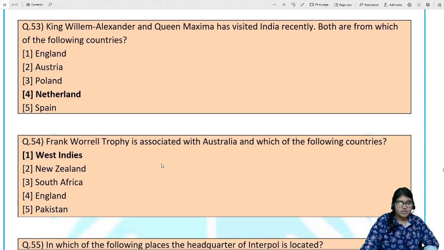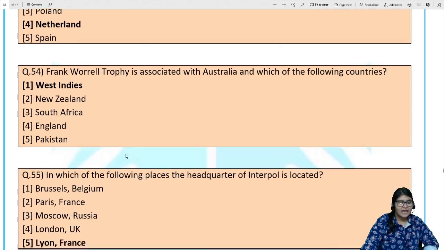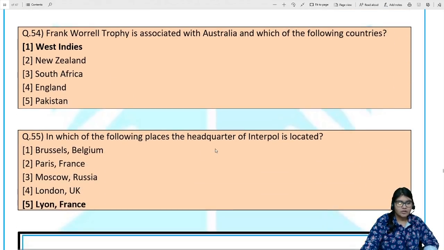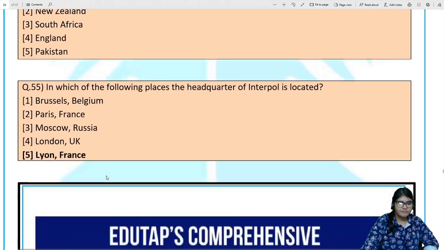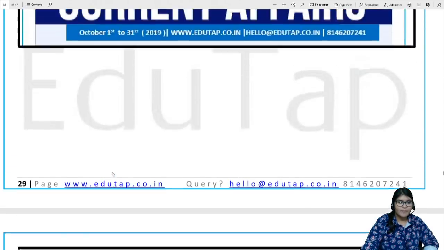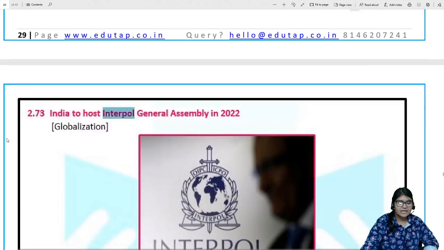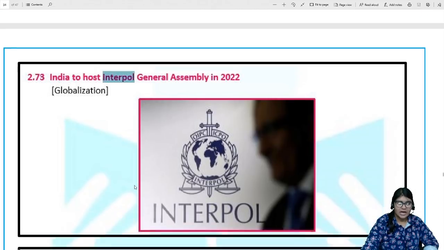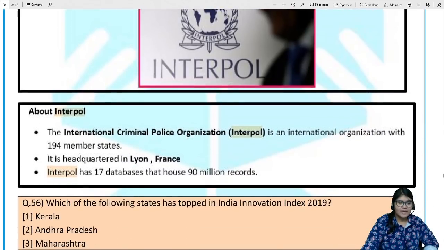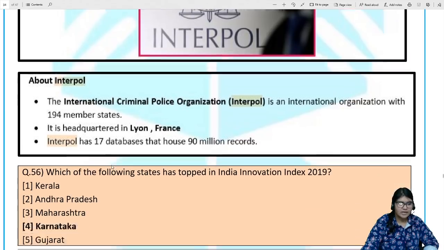Then a Frank Worrell Trophy is associated with Australia and which of the following countries? It is West Indies. In which of the following places the headquarter of Interpol is located? It is Lyon, France. So this was again there in the month of October. You can see here India to host Interpol General Assembly in 2022. So this was the reason why the headquarters of Interpol has been asked. Okay. So here again, while mentioning this particular news item in our magazine, we had clearly mentioned about its headquarters as well, because this is a probable question.